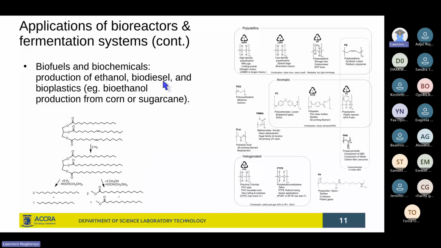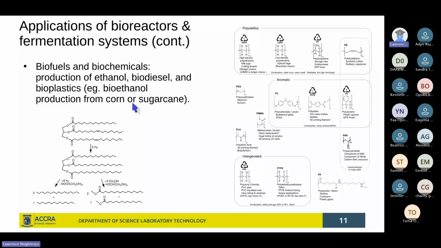Production of bioethanol is largely from sugarcane. I think the country in the world that produces more of this bioethanol is Brazil. I think they are the biggest in terms of bioethanol production. They have these large sugarcane farms, which is economical.